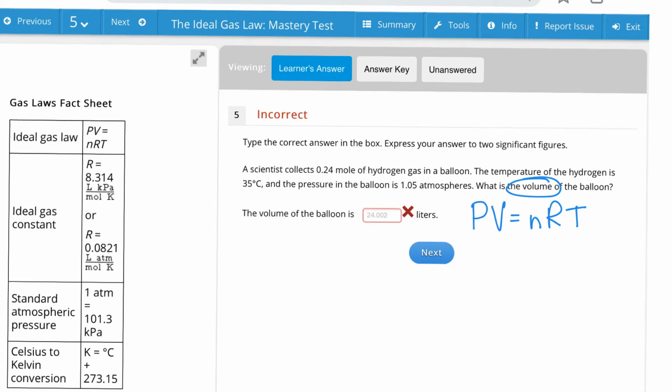A scientist collects 0.24 mole of hydrogen gas in a balloon. The temperature of the hydrogen is 35 degrees Celsius and the pressure in the balloon is 1.05 atmospheres. What is the volume of the balloon?